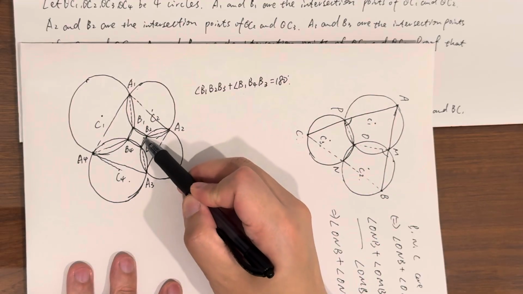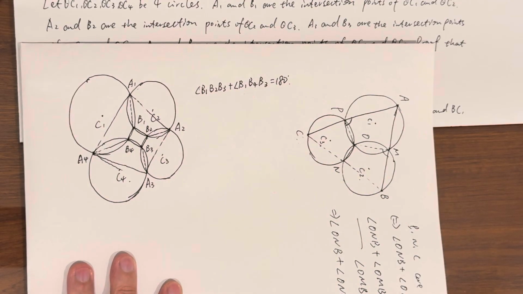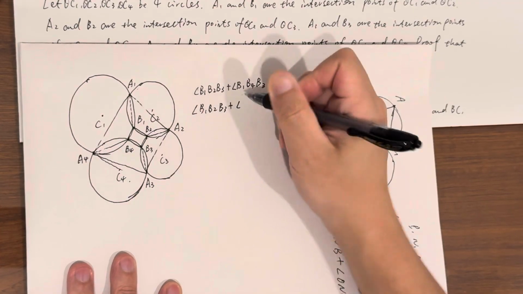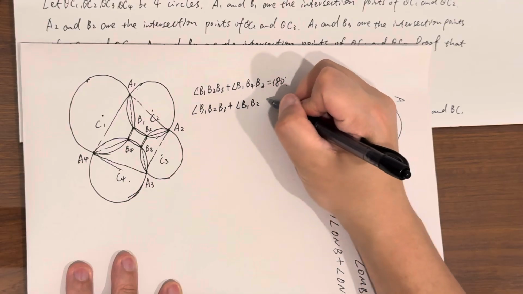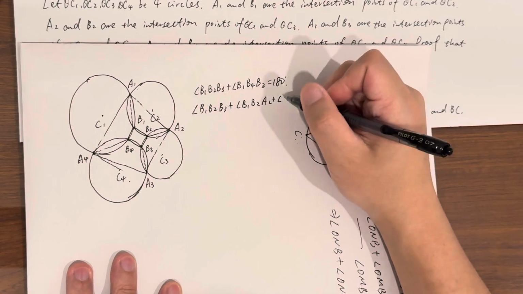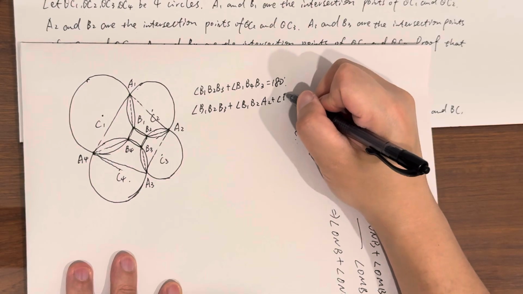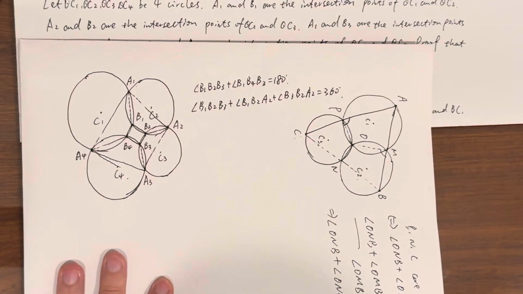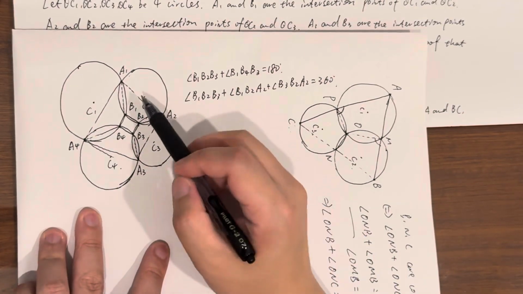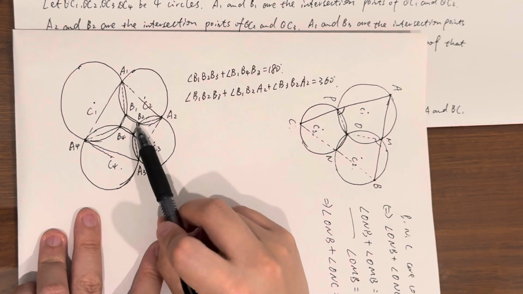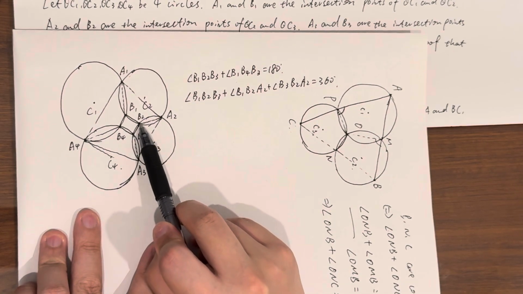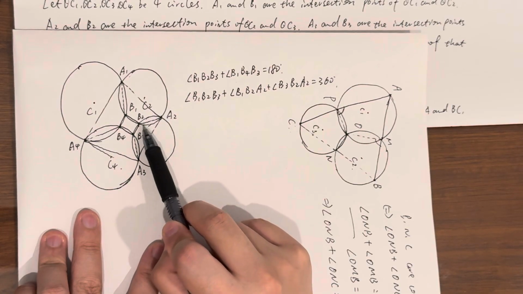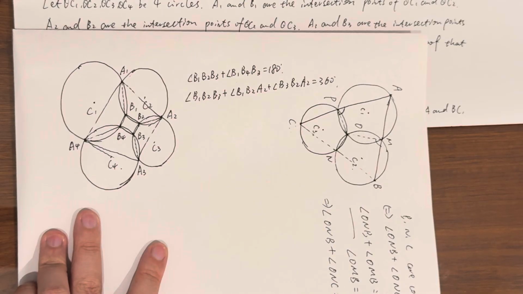So we know that this angle plus this angle equals 180 degrees. And we also know that angle B1, B2, B3 plus angle B1, B2, A2 plus angle B3, B2, A2 equals 360. Right? So this angle, B1, B2, B3, plus B1, B2, A2 plus B3, B2, A2, this angle. That's 360.